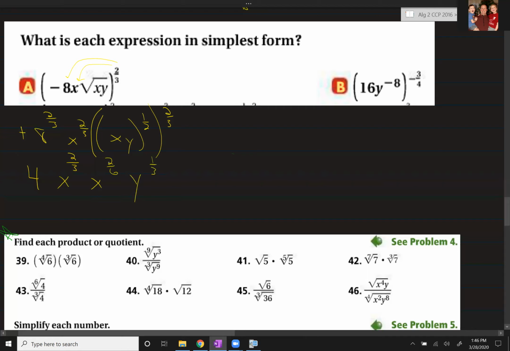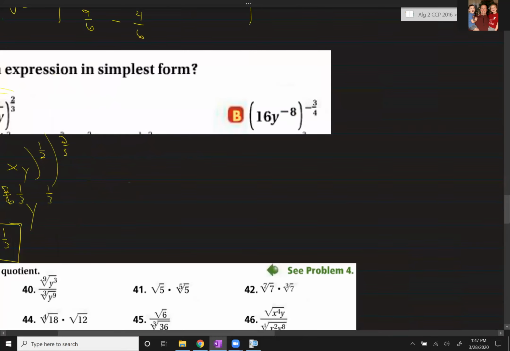The next thing I'm going to do is take my 2/6 and make it a 1/3, because I now have the same bases in the middle that we need to put together. So it's 2/3 plus 1/3. Since I'm multiplying, I'm going to add my exponents. So 2/3 and 1/3 is 1. So it's 4x, we can say to the first power, y to the 1/3. So you can see how quickly we're going to start to layer these together and make sure we can handle all the little details, power to a power. So your exponent rules are going to be super duper important here.